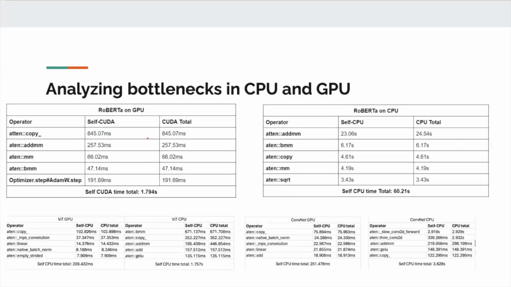Now here we analyze the bottlenecks for both CPU and GPU. We analyzed it for 3 models: Roberta, Vision Transformer, and the convolution networks. As you can see, for the GPU, for all 3 models, the bottleneck is the aten copy, which is basically the operator that moves the tensors from the CPU to the GPU and vice versa. And for the CPU, we can see that the bottleneck is the addmm, bmm, and the convolutional operators, as these are not optimized for the CPU, whereas they are very much optimized for the GPU. We can obviously see from the tables that the total time taken by the GPU is way less compared to the CPU.